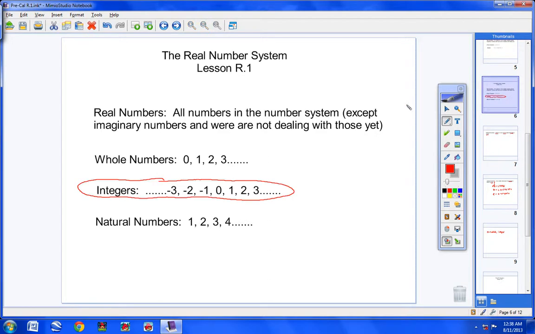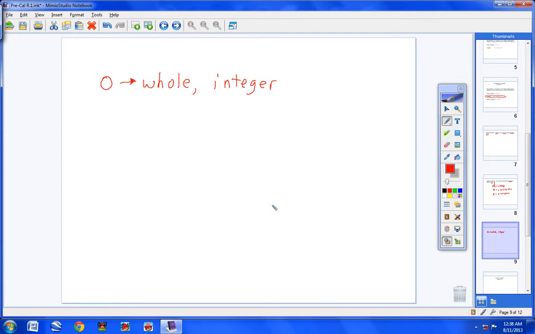Let's go back to our definitions. Natural numbers start with the number 1 and move on to the right. It is not a natural number. It is a rational number. 0 is a rational number because it is an integer. All right. Let's try another one.